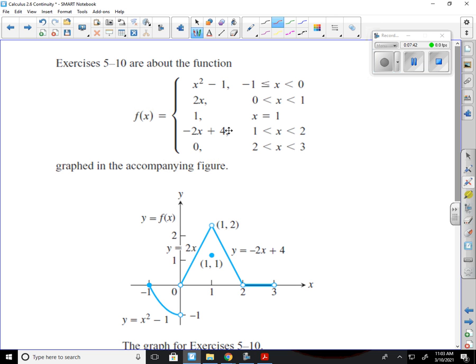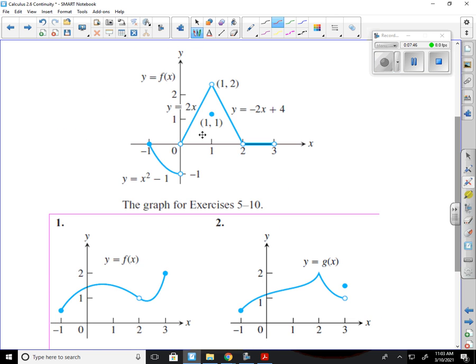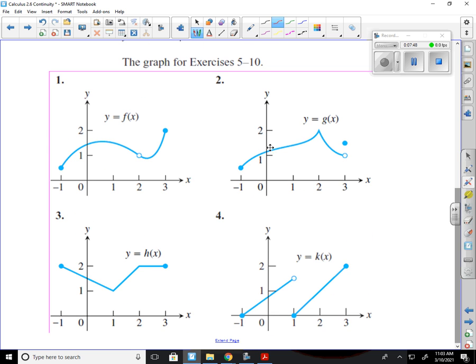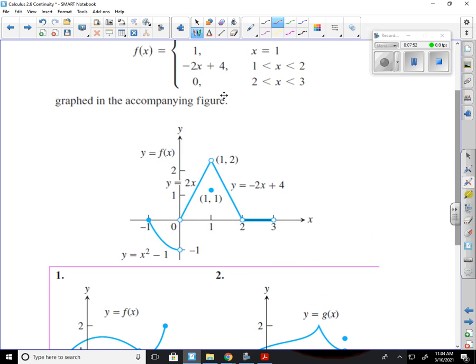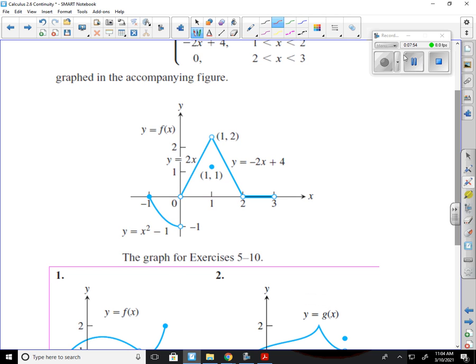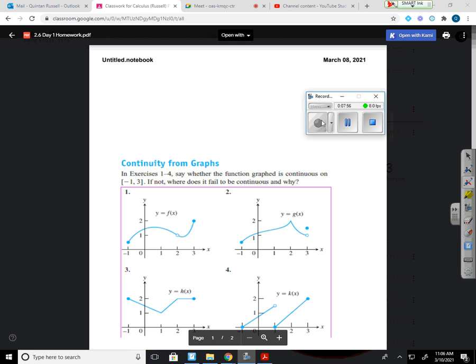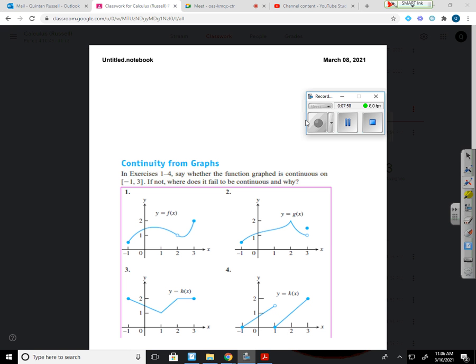All right, so from your homework now, we had some problems that we haven't gone over yet, talking about discontinuities and certain continuities. So we had to say whether this was continuous on negative 1 to 3, and if not, where does it fail to be continuous and why?